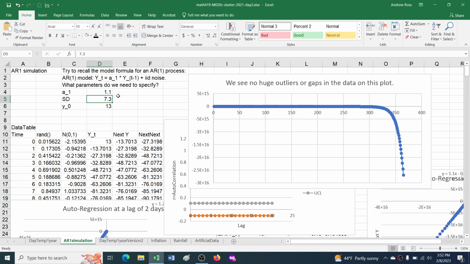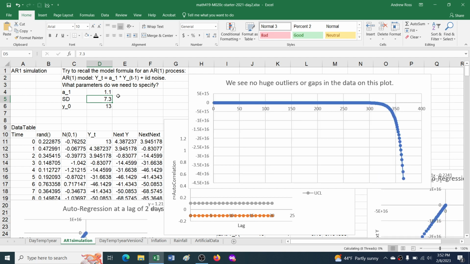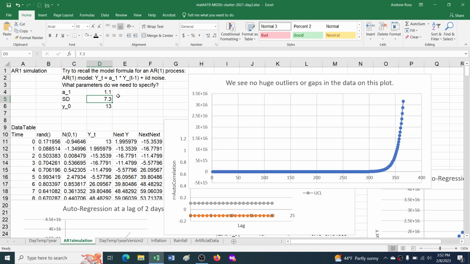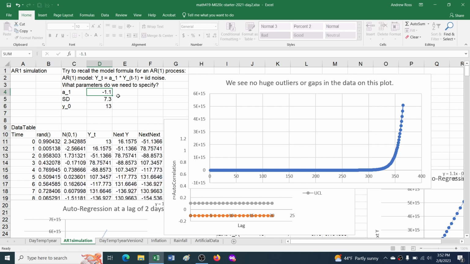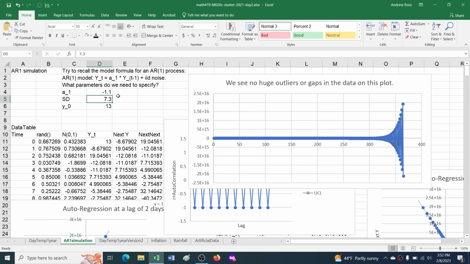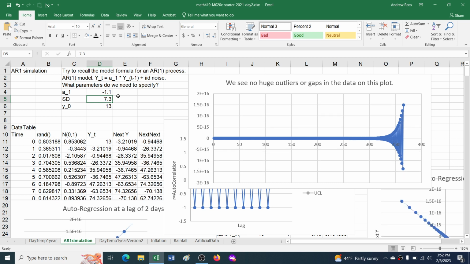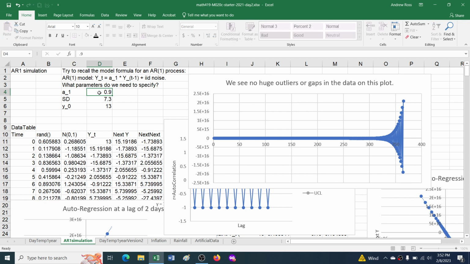And we get apparently exponential growth to the negative. Or if I hit F9 again, sometimes it grows exponentially positive, sometimes exponentially negative. But if we hit negative 1.1, then we see alternating sign exponential growth. So that's kind of interesting, but probably don't want your values getting up to 10 to the 15th or whatever. So we usually need A1 to be between +1 and -1. Let's put in 0.9, for example.